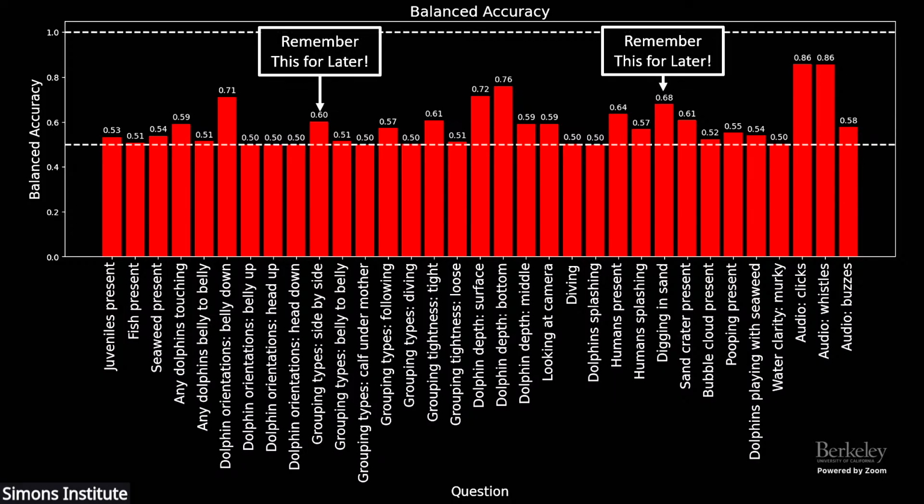But I'll briefly draw your attention to these two, digging in the sand and side by side. I'll show examples of these later, so just put a pin in that, remember it. For these ones you'll see little spikes on the predictive thing, so this algorithm is able to predict these better than chance. And we'll see what those actually look like a little bit later in the talk.